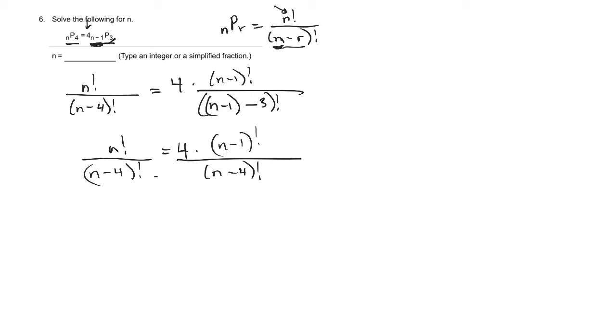Now here I notice that the bottom denominators are the same, and so I could do this. I could multiply both sides by n minus 4 factorial, and so the denominators basically go away. So I've got n factorial is equal to 4 times n minus 1 factorial.